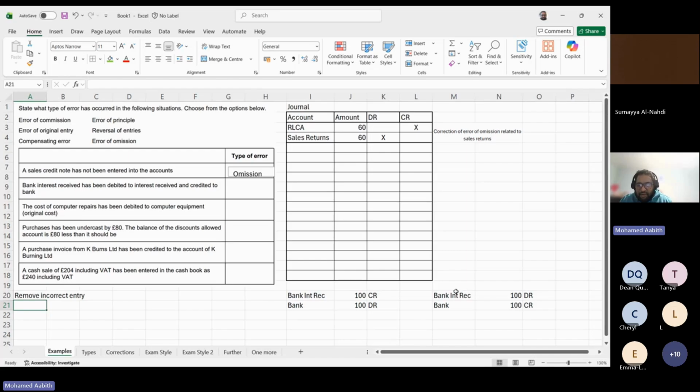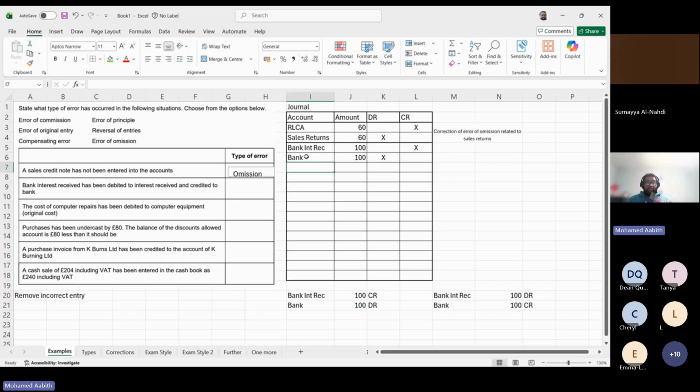So what will the entry be? Exactly the same way. This one is the original entry. What it will do is cancel this entry. So what I'm going to do here, I'm going to say bank interest received £100 credit, and bank account £100 debit. But is that enough?